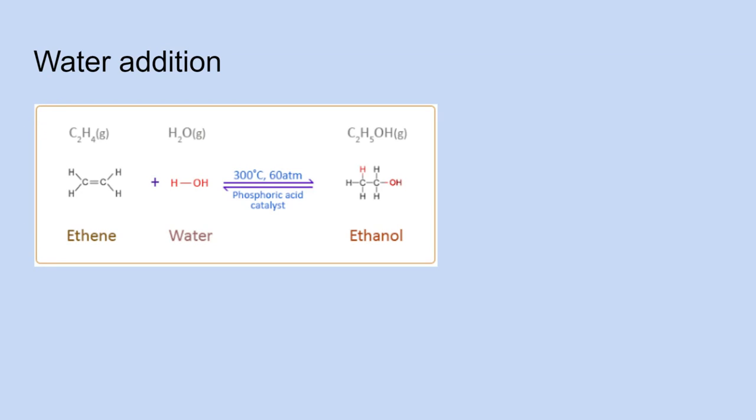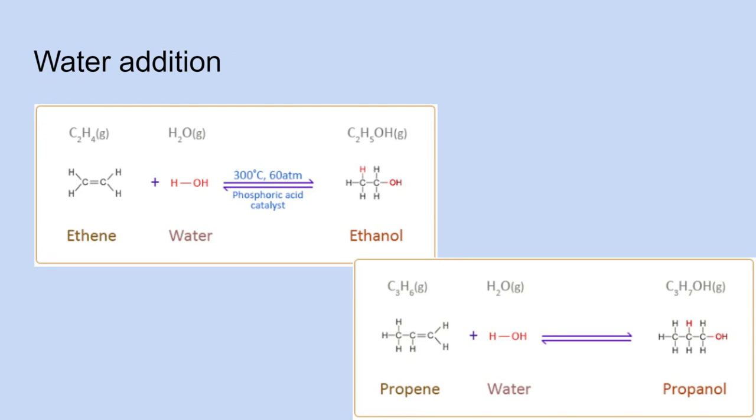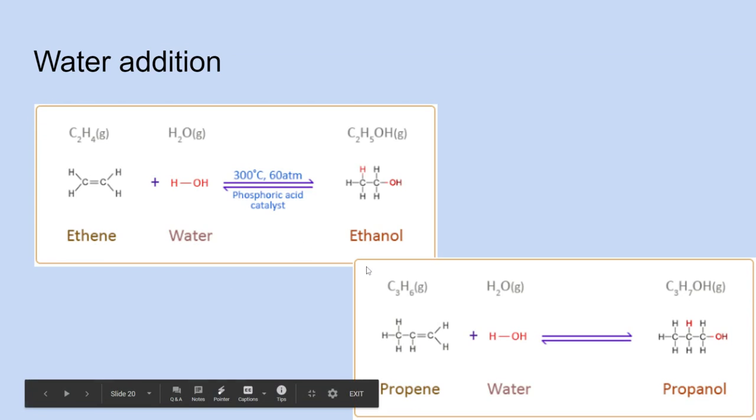So there's the example of ethene being added and an example of propene being added. Remember, the hydrogen is added to one carbon and the OH or the alcohol group is added to the other carbon either side of the double bond. Now, it doesn't matter in which order you do that. However, the alcohol group is probably going to be on the end. Okay, it means it's a primary alcohol.